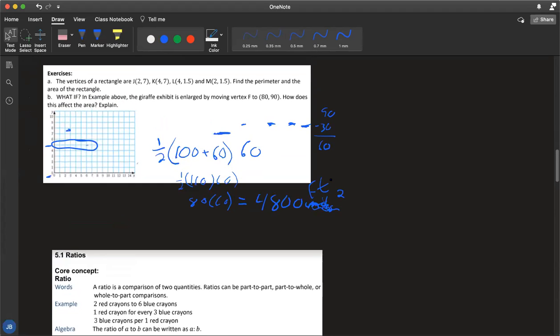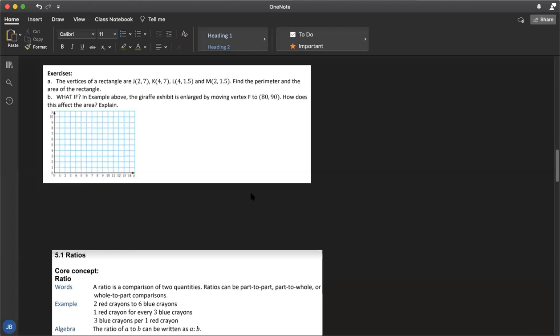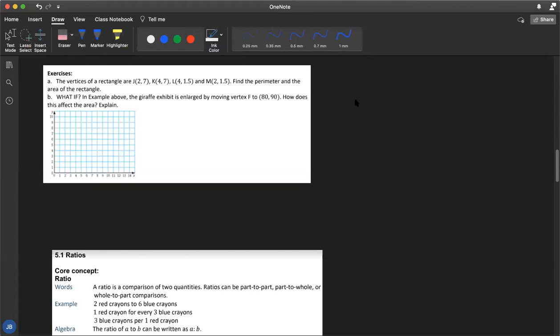Okay, here's what we're going to do. So for the next exercise, vertices of a rectangle, find the perimeter and the area. So here's what we'll do. Give me one second to get rid of this stuff, and then we will come back and do it. Okay, so here's what we'll do. I would like, let's see, Nicole, would you like to annotate the vertices onto this one?